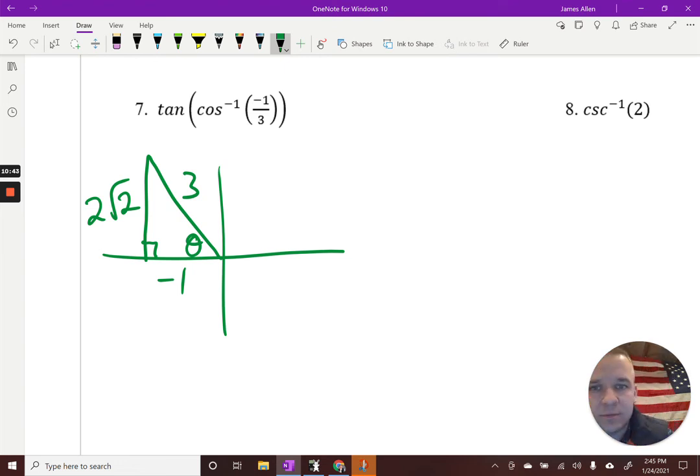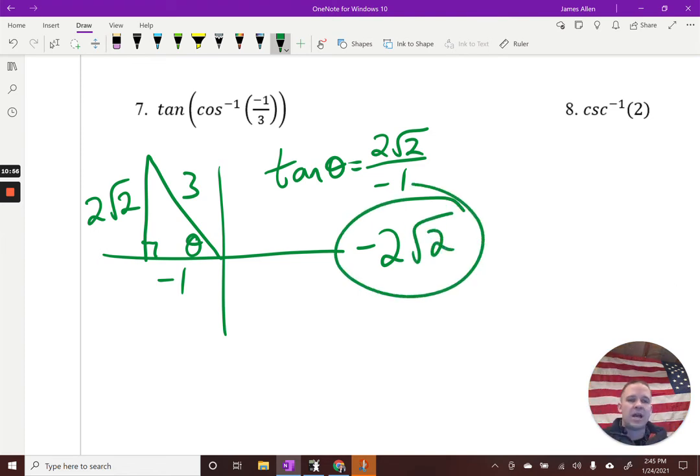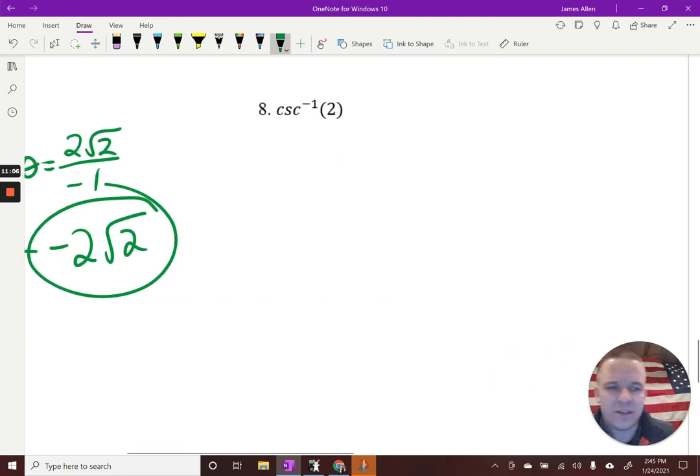Well, tangent is equal to my opposite, which is 2 root 2 over my adjacent, or negative 2 root 2 once we simplify it. Nice. We are just absolutely cruising on these problems. I love drawing triangles. Number 8 here. Uh-oh. What the heck is going on here?